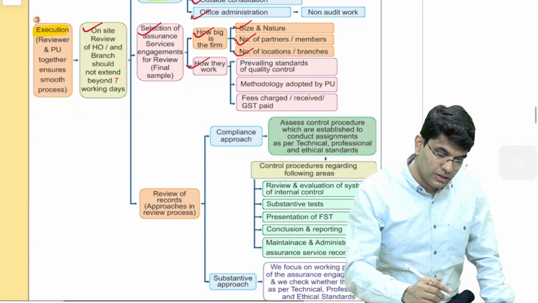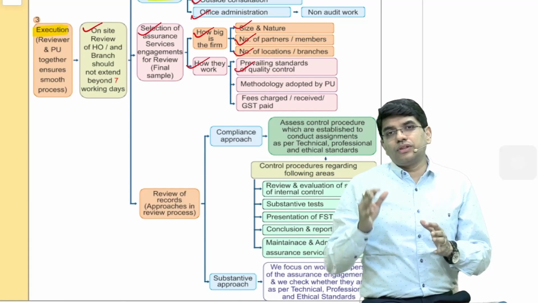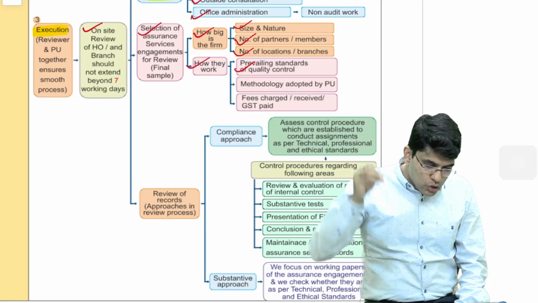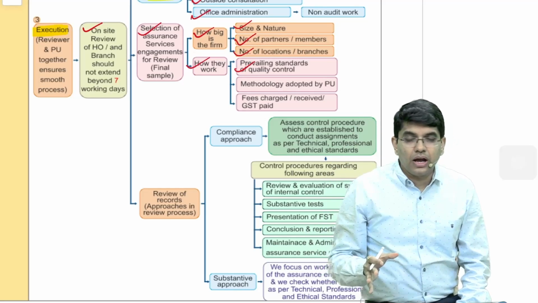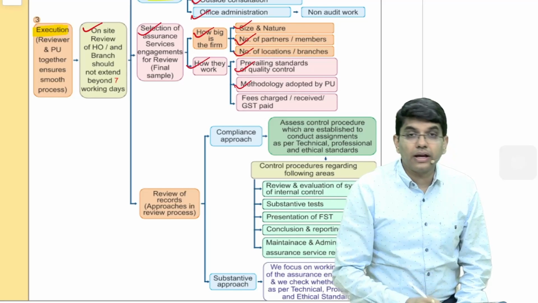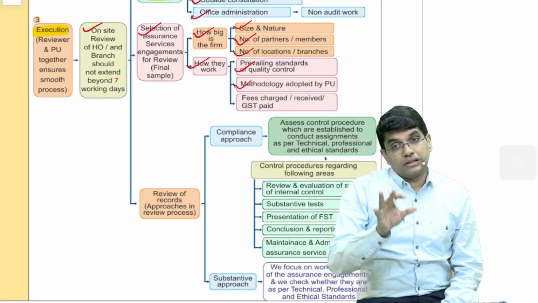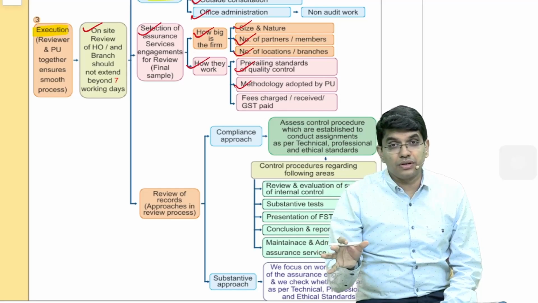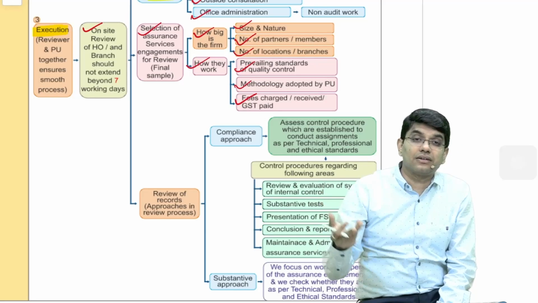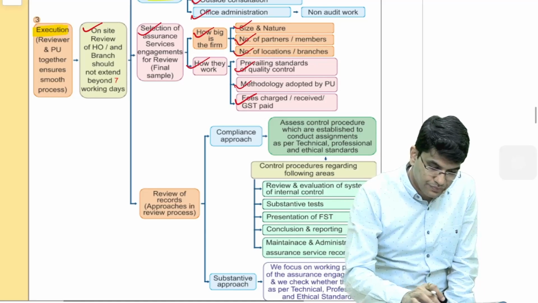How they work. What is the level of the audit quality control system existing in the firm? Do they have a good system for doing the audit? What is the methodology they have? Whether it is manual auditing, a system-based audit, or a computer system-based audit, and fees charged. These are the things which will be seen while deciding the final sample size.